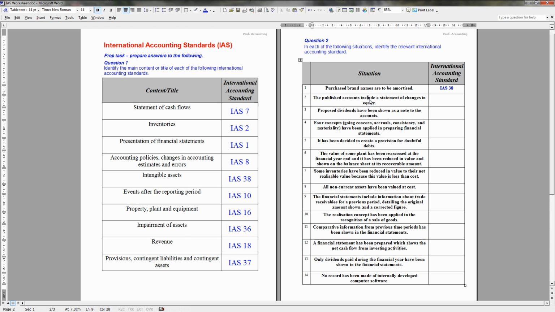Proposed dividends have been shown as a note to the accounts. So just briefly mention proposed dividends. Proposed dividends are at the end of the year, or it could be the end of the interim period. The shareholders are proposing a certain dividend to be paid at a later date. So if we propose to pay X amount of pence per share, we can't determine whether we can or not until we know the profit we've made. So any proposed dividends are not legally binding until a certain stage.